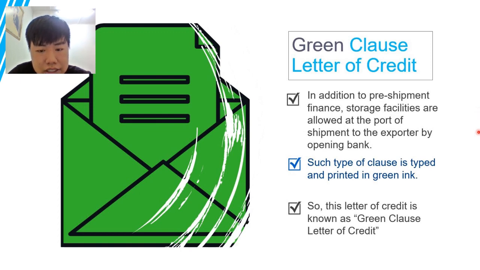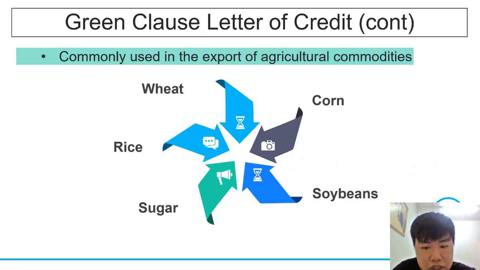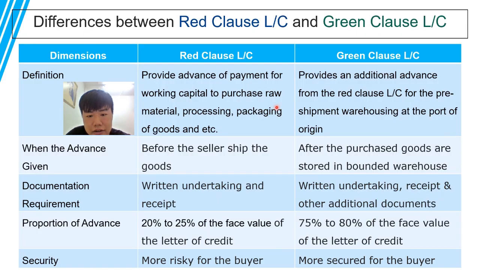So the green clause letter of credit is usually used in the export of agricultural commodities such as wheat, rice, sugar, corn, soybean, etc. Okay, now let's look at the differences between both types of letters of credit.